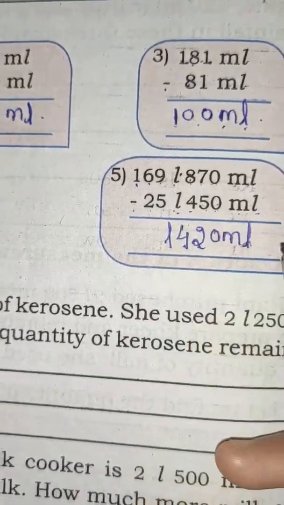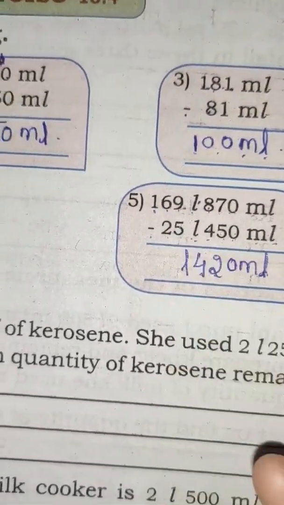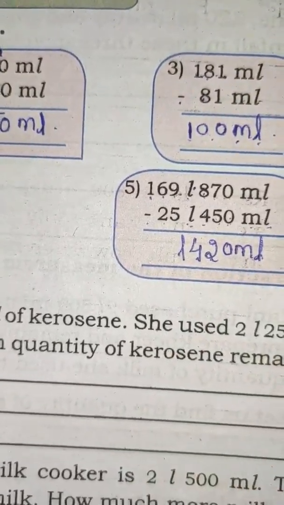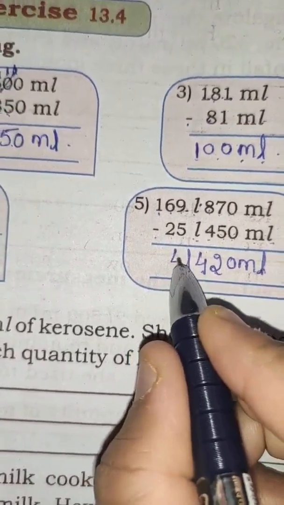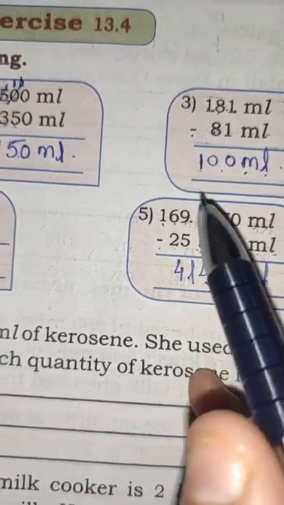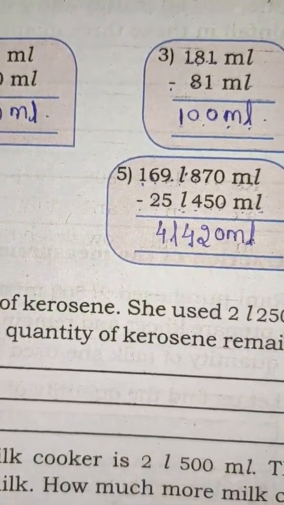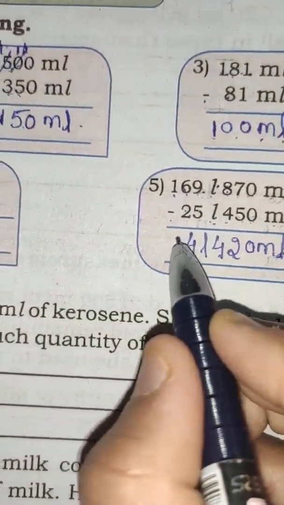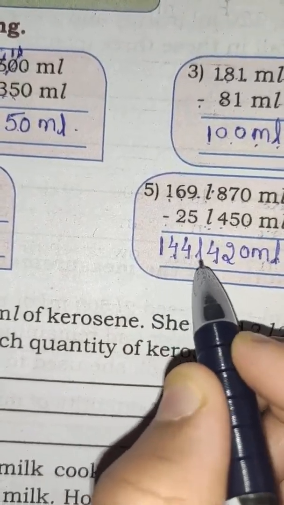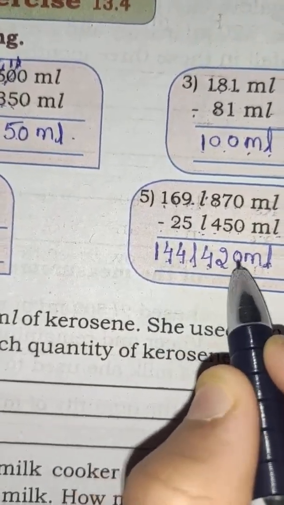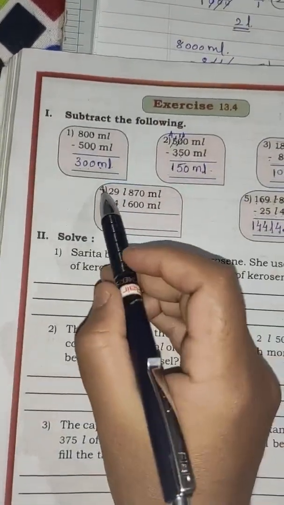Now come to the liter. After finishing with the milliliter, you have to come to the liter. Now 9 minus 5 is how much? 9 minus 5 is 4. Very good. Next, 6 minus 2 is 4. Right. So 1 we will write as it is. So 144 liter 420 milliliter. So children, in the same way you try to solve this fourth one.